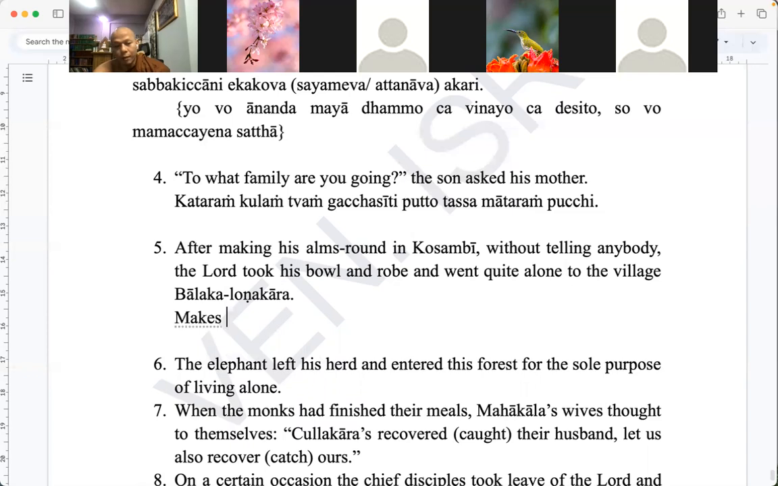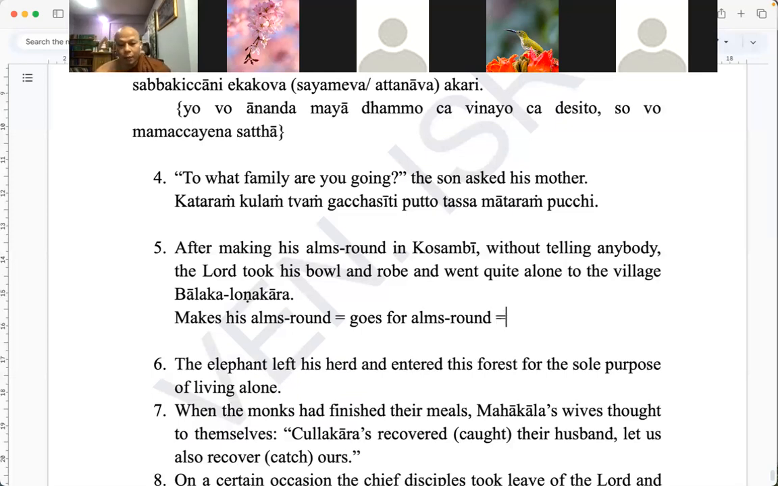Now, so makes his arms round. Make his arms round. Or the other synonymous is so go. So goes for arms round. So in English, it's the same meaning. Makes his arms round or goes for his arms round.